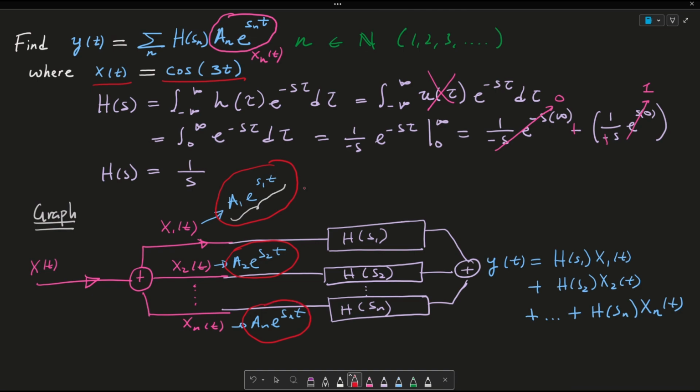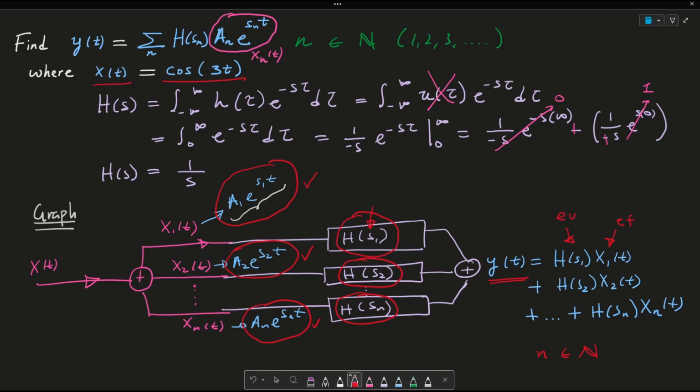Where we say that these are my eigenfunctions of an LTI system, where we multiply each by this transfer function at a specific complex frequency or complex variable, S1 here. For this one, it's S2, and for this one, it's Sn. Finally, we get this output y of t, which is the addition of x1 of t, my eigenfunction again, times this transfer function or eigenvalue for each of my n existing in the natural numbers.